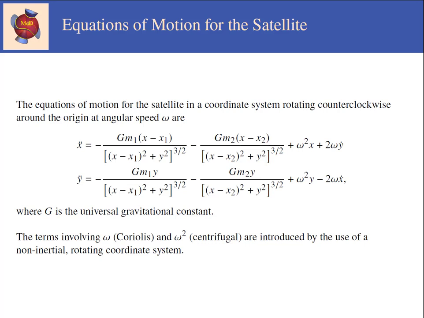Now, to study Lagrange points, it's convenient to use a coordinate system that rotates counterclockwise around the origin along with the two original masses. In that coordinate system, the first mass is fixed at x10 and the second is fixed at x20. The governing equations for the satellite can be determined with Newton's universal law of gravitation, but we have to be careful to include the centrifugal and Coriolis terms that appear because we're using a rotating, non-inertial reference frame. The omega squared terms in the two differential equations are the centrifugal terms, and the omega terms are the Coriolis terms.